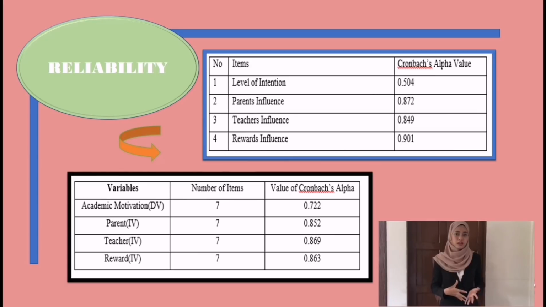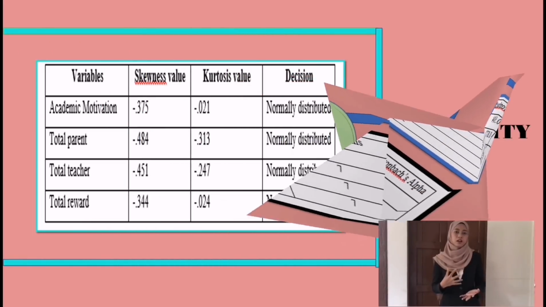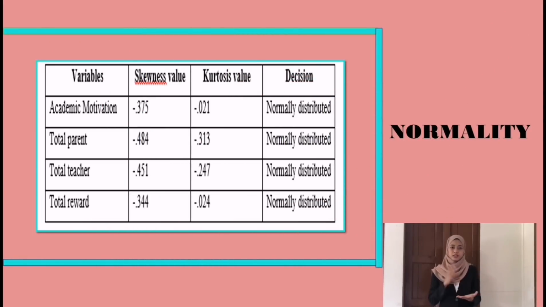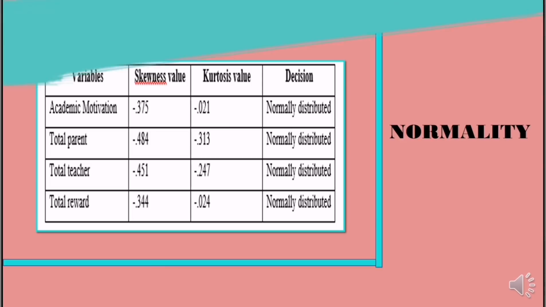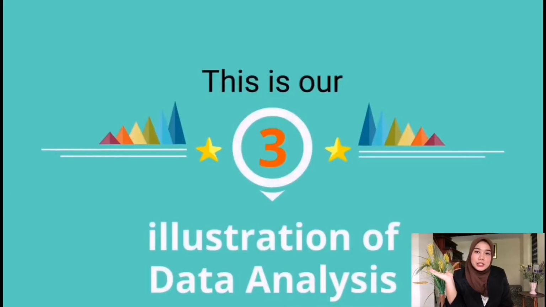All the questions have been used and none were dropped. In the context of the normality test, we measured the DV and also the 3 IVs, and the results fall between -2 and 2, so it is concluded that the DV and all the IVs are normally distributed. First is the descriptive analysis table.